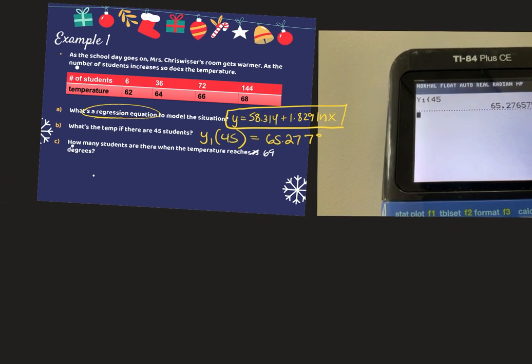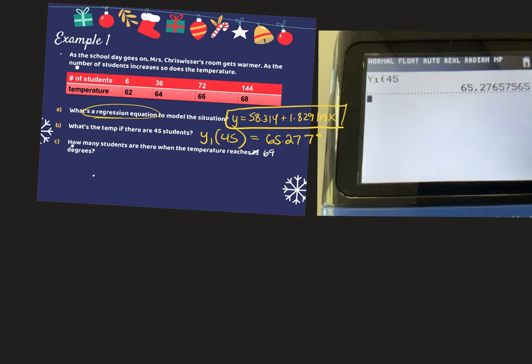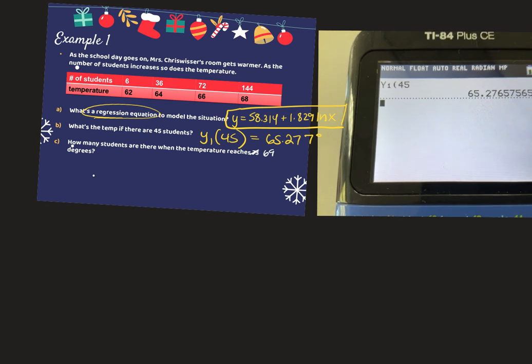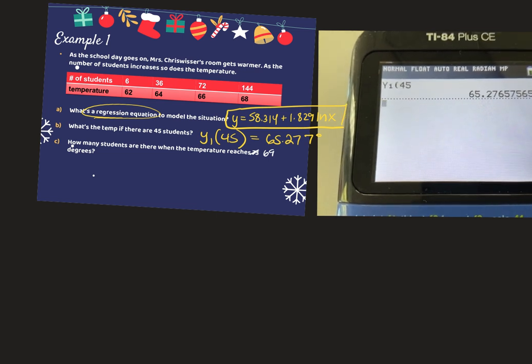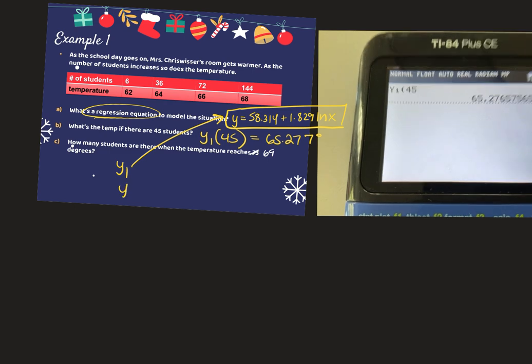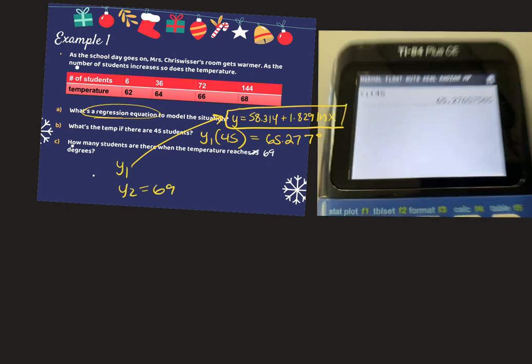How many students are there when the temperature reaches, and I changed that to 69 because 73 kept freezing our calculators. We had to go out so very far. So we're going to go 69. So now the degrees is what? Input or output? Output. How do I find out where my output is 69? Good. So my Y1 is going to be this, and my Y2 is going to be 69, and then I'm going to see where they intersect.